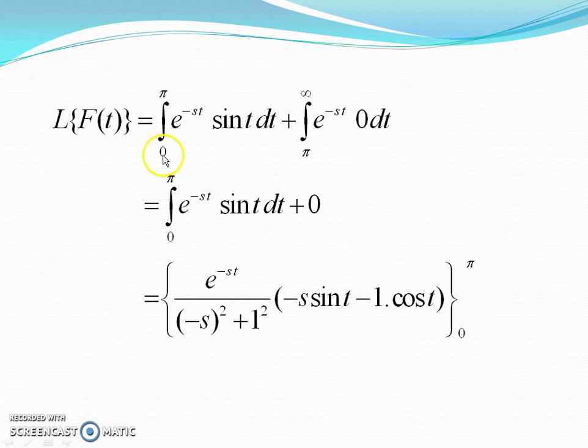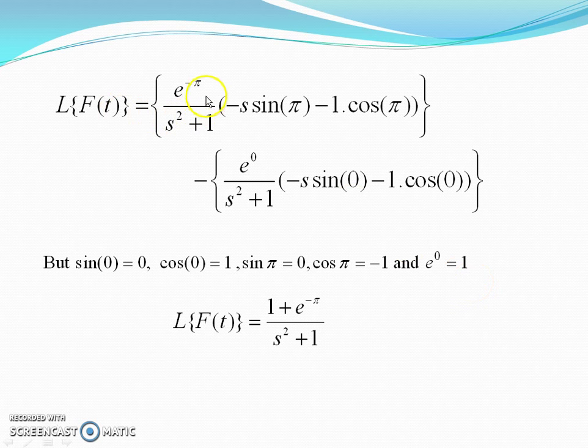From the given hypothesis, when t is between 0 and pi, f of t is given as sin t, and when t is between pi and infinity, f of t is given as 0. So this is equal to the integral from 0 to pi of e raised to minus st sin t dt. After integrating e raised to minus st sin t with respect to t using the standard formula of integration, we get e raised to minus st upon s square plus 1 in bracket, minus s into sin t minus 1 into cos t, with t running from 0 to pi.